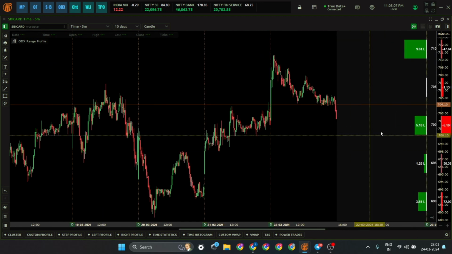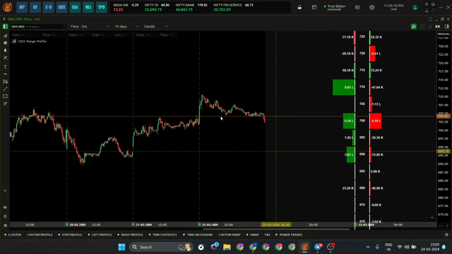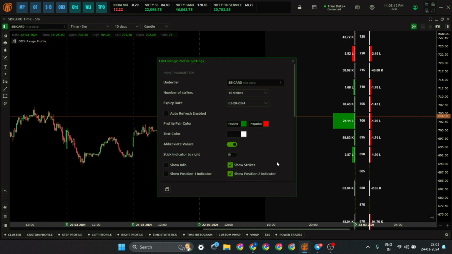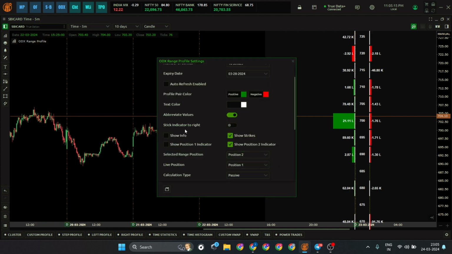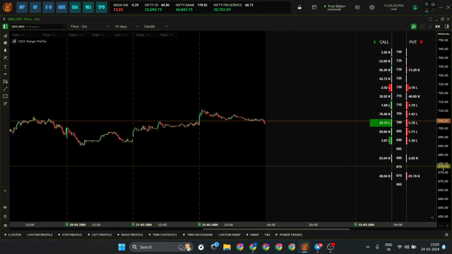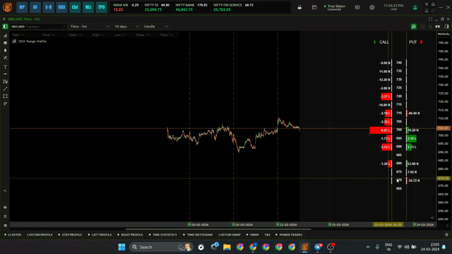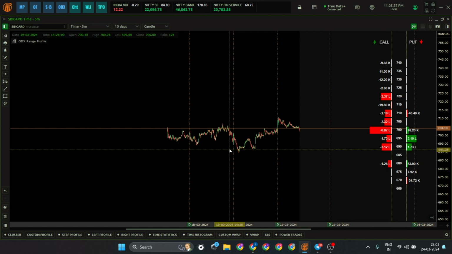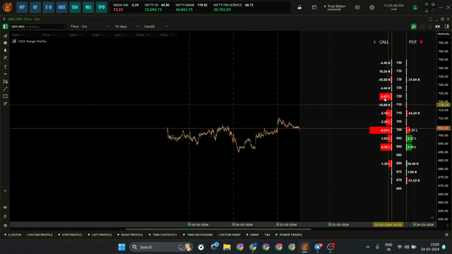Now, how will the profile look? Let me also check this as stick to right. Now let me first explain what this data is. On the call side, if you see any negative number in red color, that is calls are covering. In other words, let me keep it simple: if you see green color or a positive number on the call side, that is option buying, that is call option buying.